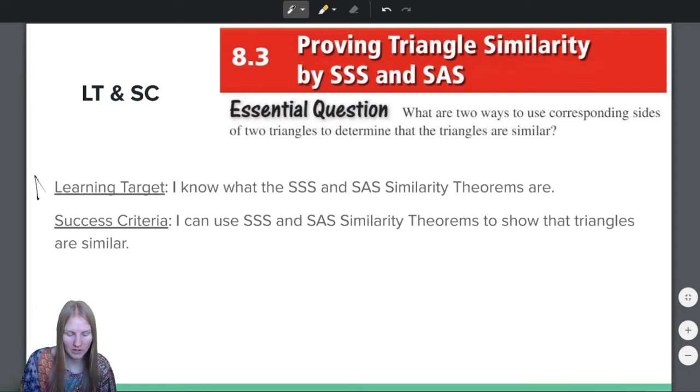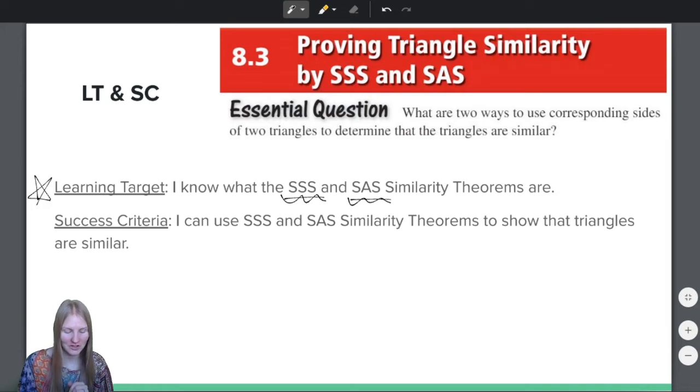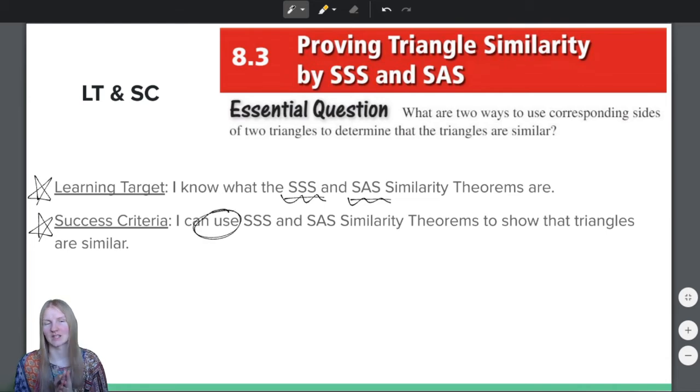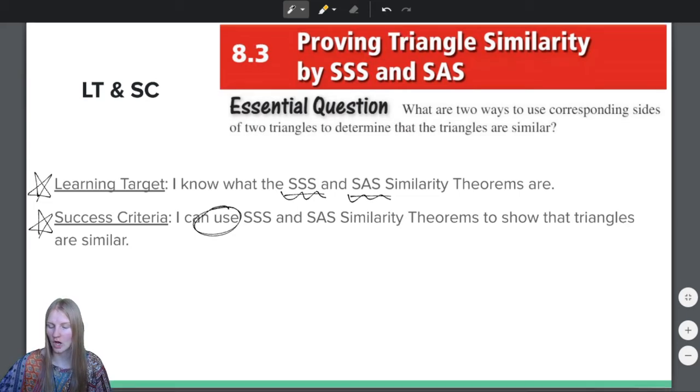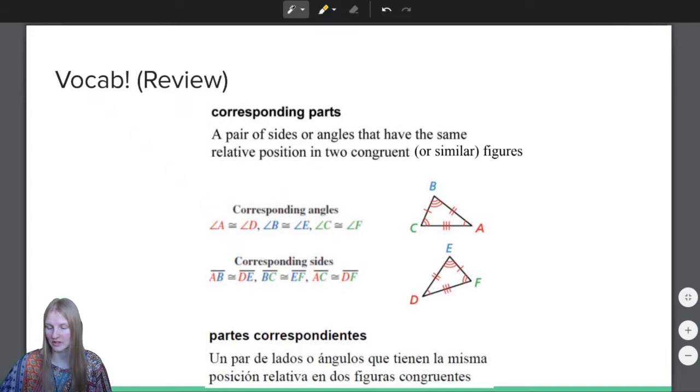So, our learning target is that you know what the SSS and SAS similarity theorems are. Can you guess what SSS and SAS stand for? Remember chapter 5? And our success criteria is that you can use the SSS and SAS similarity theorems to show that triangles are similar. So let's do a little bit of review about corresponding parts.